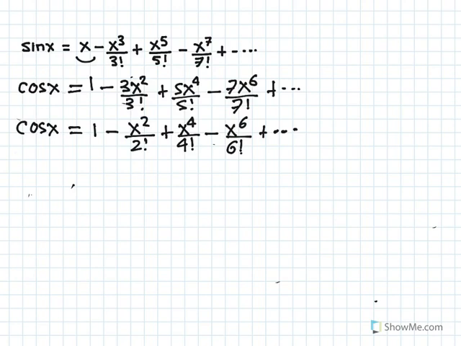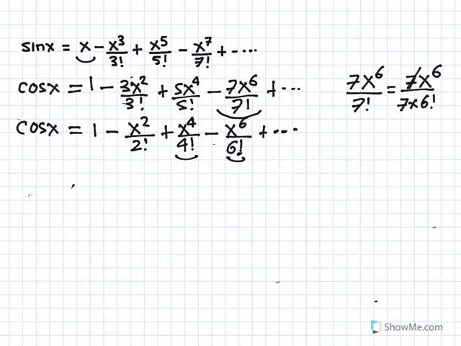How are we getting, say, 6 factorial here and 4 factorial here? Let's show it for this term here, for example. We have 7x to the 6th divided by 7 factorial. Well, we could write the denominator, 7 factorial, as 7 times 6 factorial. And in the numerator, we have 7x to the power of 6. The 7 cancels out, and we get x to the 6th divided by 6 factorial. The same thing holds for all the other ones.